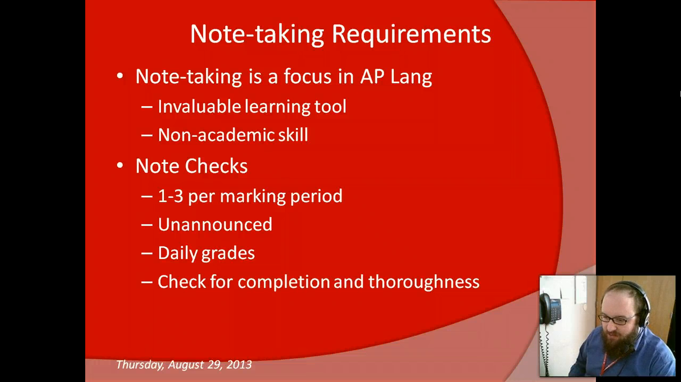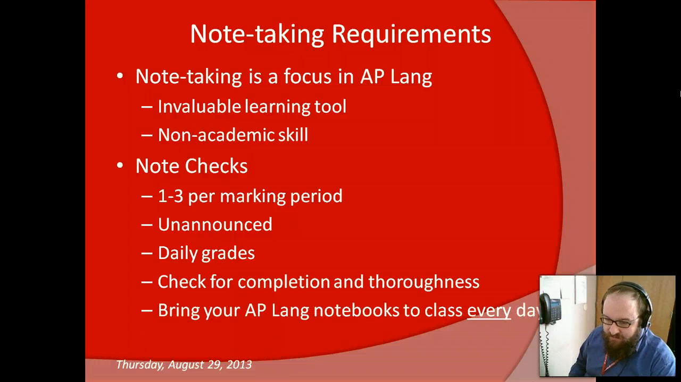We just kind of look at them. We don't sit there and read the whole darn thing, but teachers are pretty good at skimming very quickly to see whether or not your notes are complete and thorough, or whether or not you've done what you're supposed to do, essentially.